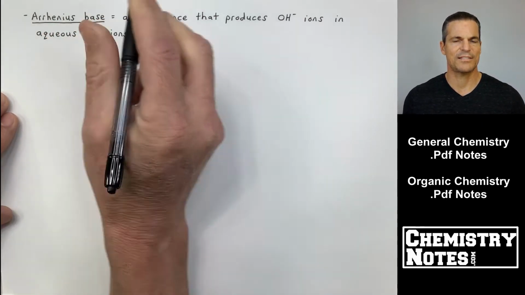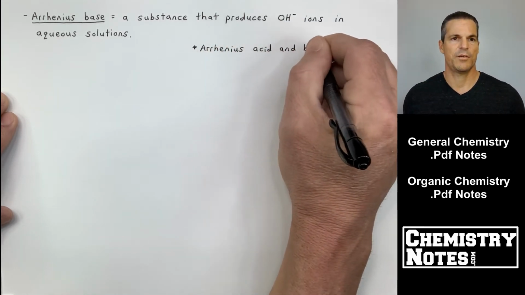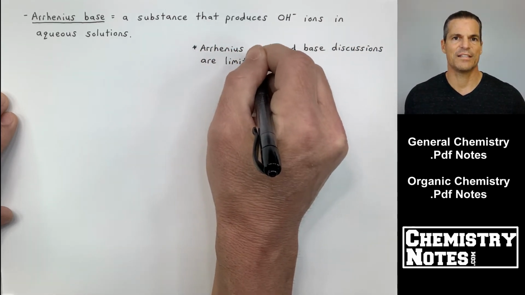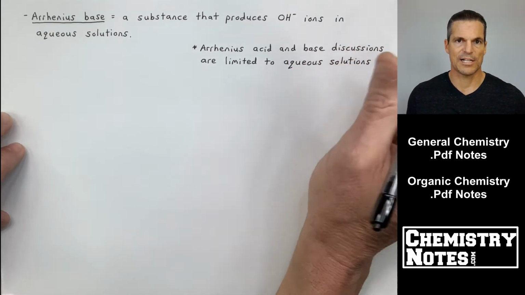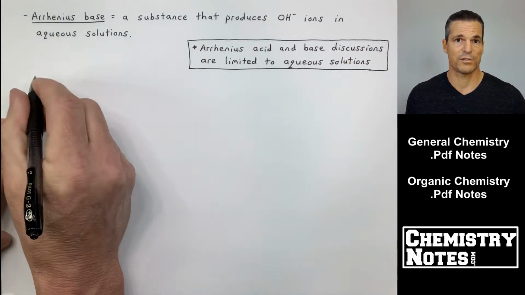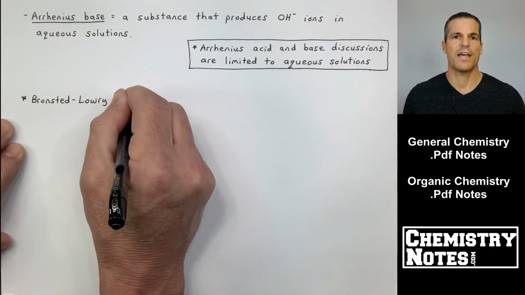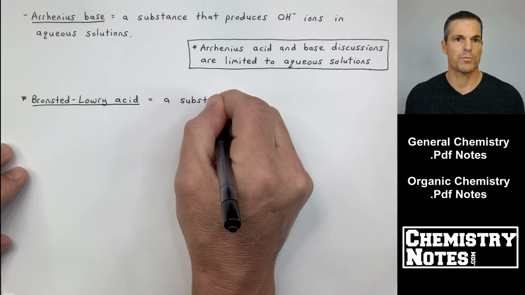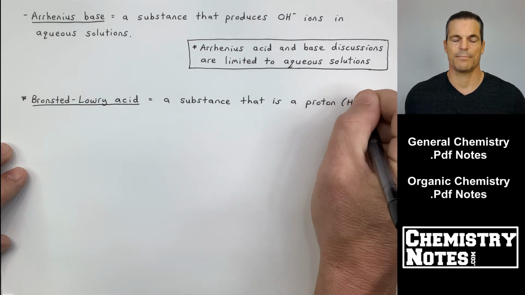So the Arrhenius acid releases H plus. The Arrhenius base releases OH minus. But we're confined to the fact that we have to be in aqueous solution. Now, in a general chemistry class, like in a lab, that's usually not that big of a restriction. Mostly everything we do is in aqueous solution. Everything is water-based. But from a greater point of view, we need a better definition of an acid and a better definition of a base. That's where the Bronsted-Lowry acid and Bronsted-Lowry base definitions come in.